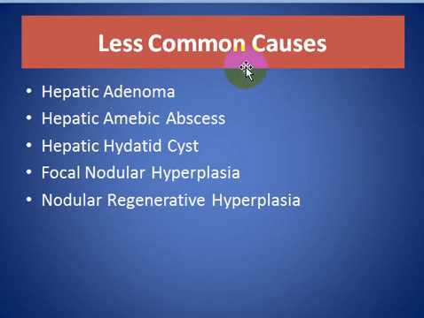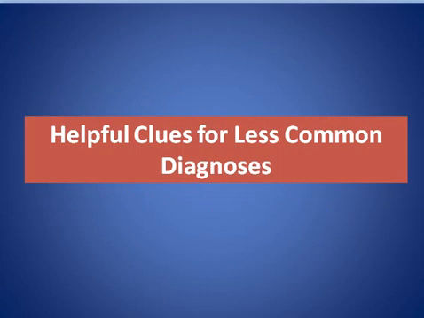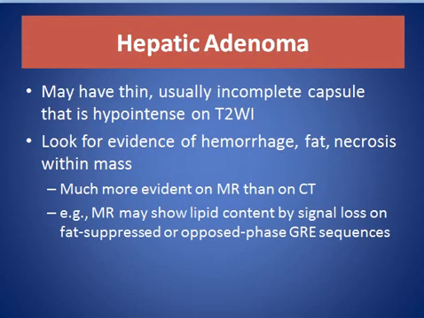Less common causes include hepatic adenoma, hepatic amebic abscess, hepatic hydatid cyst, focal nodular hyperplasia, nodular regenerative hyperplasia. Clues for the less common causes: hepatic adenoma may have thin, usually incomplete capsule that is hypointense in T2 weighted images.